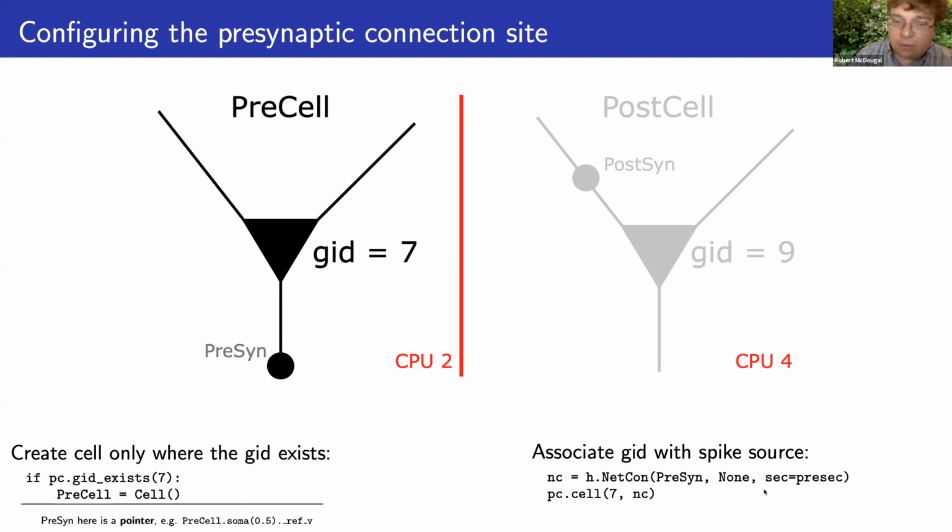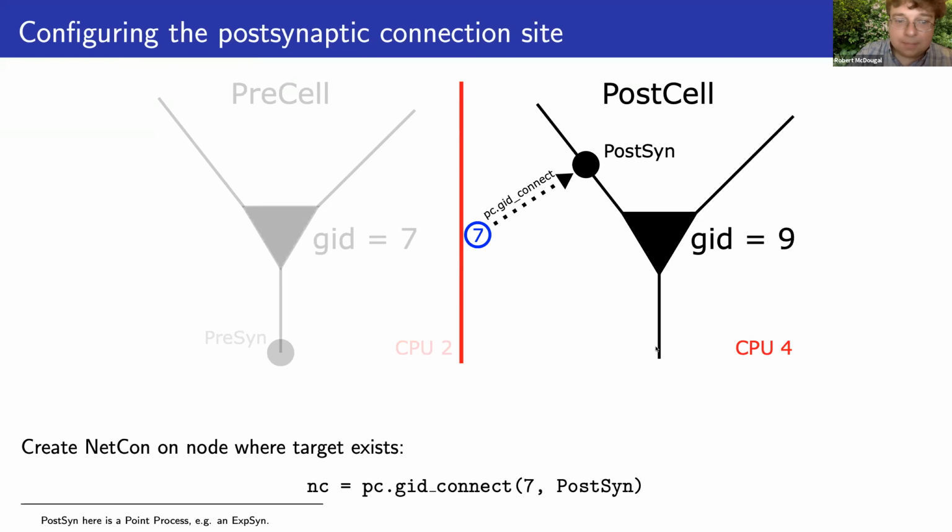But here, however, we'll just say that some number, the GID, is going to be associated with that netcon. And then every time that netcon gets triggered, NEURON will identify that as, oh, cell 7 has spiked. Well, how are we going to connect to a different machine that doesn't have the pointers to the presynaptic side and doesn't own the netcons? Well, that number is going to be our key.